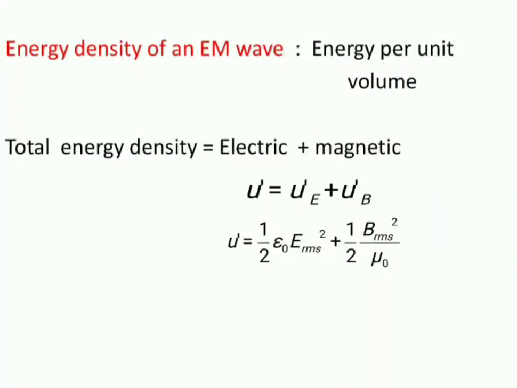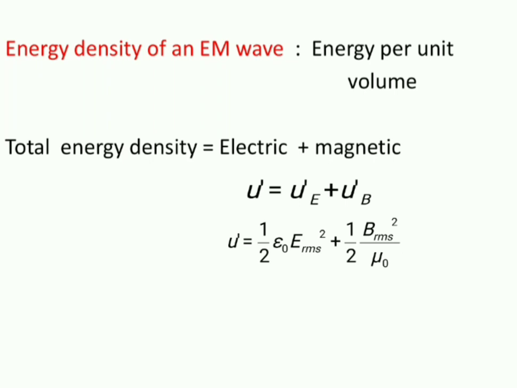Okay, now coming to the next point, energy density of an electromagnetic wave. Okay, we know energy density is energy stored per unit volume. And since electromagnetic wave contains electric and magnetic fields oscillating with time, the total energy density of electromagnetic waves is the sum of electrical energy density plus magnetic energy density. So I have written U dash as U dash E plus U dash B.